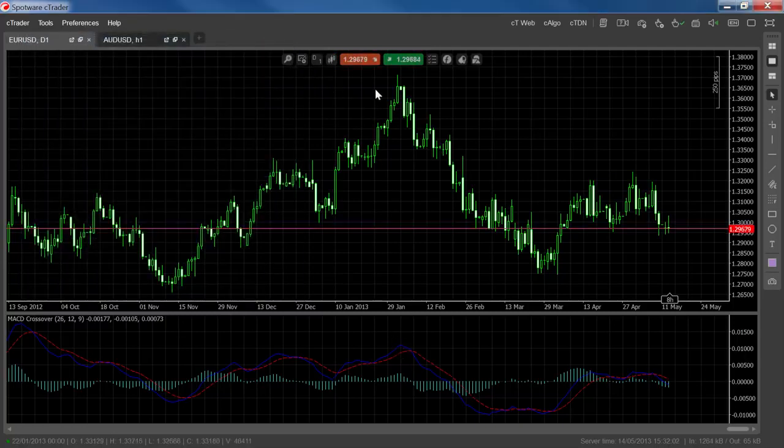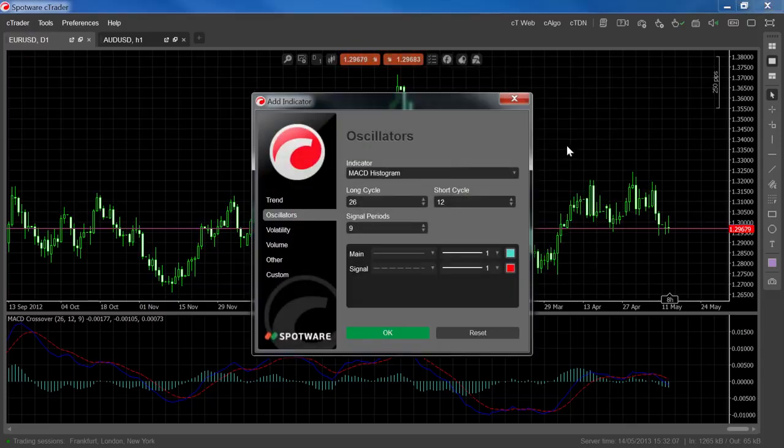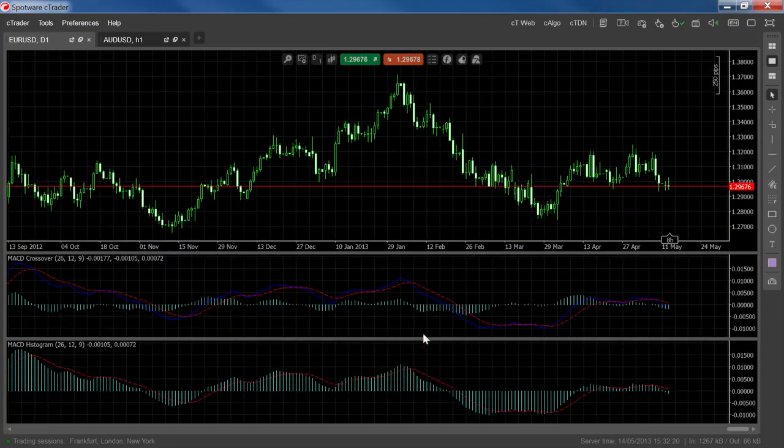The second type of MACD indicator is the histogram, which is almost exactly the same as the MACD crossover, but without the MACD line itself. So the indicator will plot only the histogram and signal line.